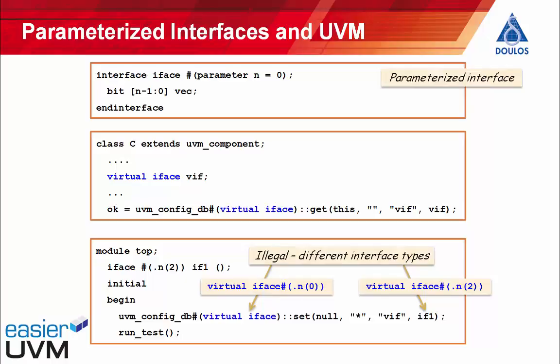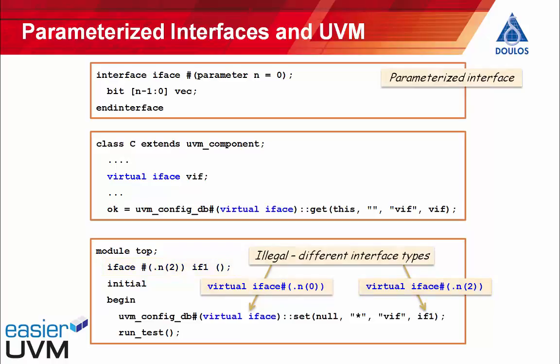So when we try and set the value of our virtual interface into the configuration database, we're actually going to get a compile time error because we've got, in effect, two mutually incompatible data types here. The call uvm_config_db#(virtual if)::set is effectively using the type virtual if with n set to 0, the default value of the parameter, whereas our actual interface instance if1 in effect has the type virtual if with n set to 2. So two different data types, they're incompatible, we can't do it.